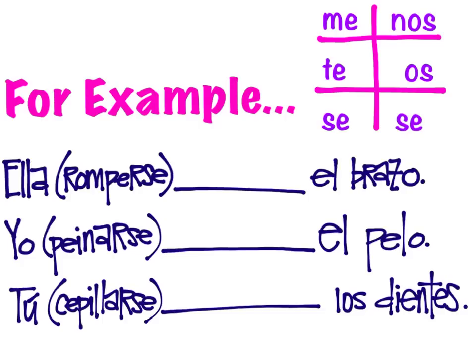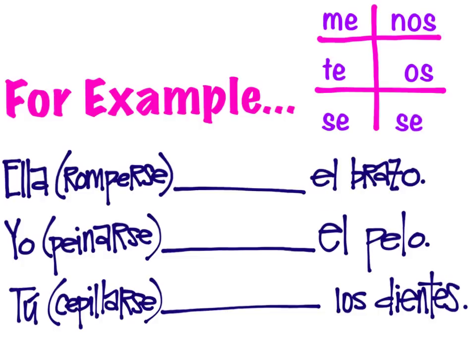If we look at the first sentence, we can see that it reads, Ella romperse el brazo. We know this is a reflexive sentence because we see our reflexive verb. This se attached to the infinitive tells us that the action of this sentence is in fact reflexive. And remember that we define reflexive as a sentence or an action where the subject and the object are the same.